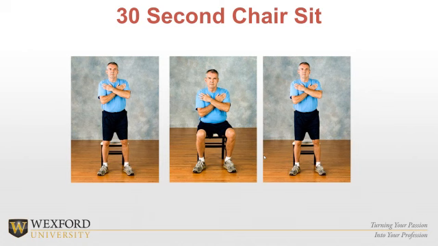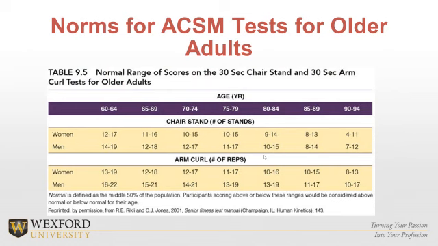The only thing I don't like about this particular test, you can see with the gentleman standing up, he already rotates counterclockwise to begin with. So that would be an indication that he's got a compensation pattern somewhere. But the whole object of this is to sit down and stand up in a controlled fashion for 30 seconds while maintaining good form. Now, here are the norms for ACSM tests for older adults for the 30-second chair stand and 30-second arm curl test. We don't have to show you the arm curl test. I think most people know how to do that. But it gives you criteria for both of these tests.